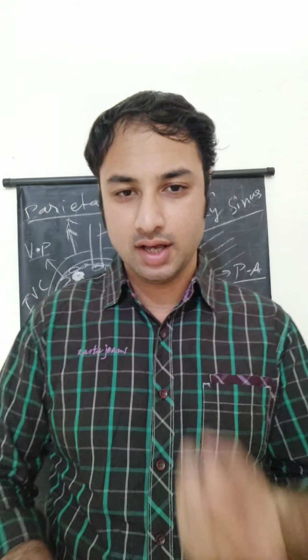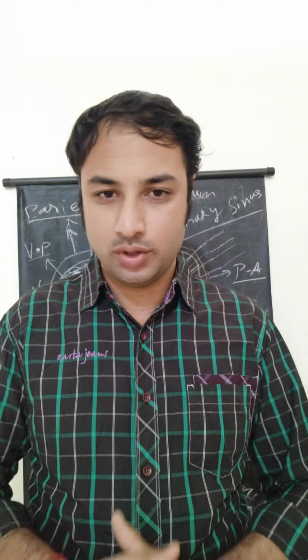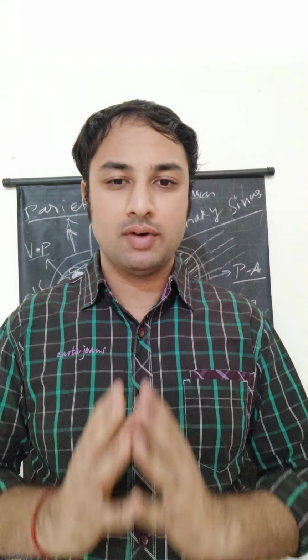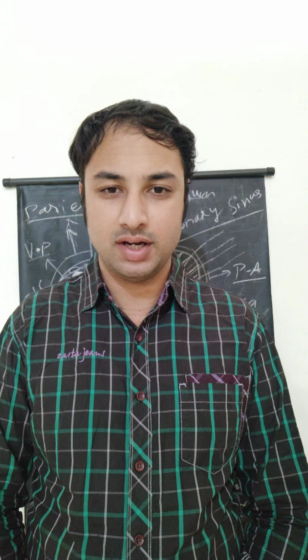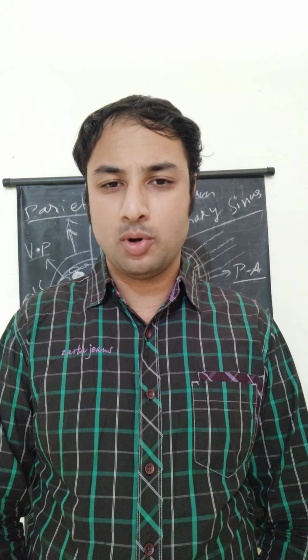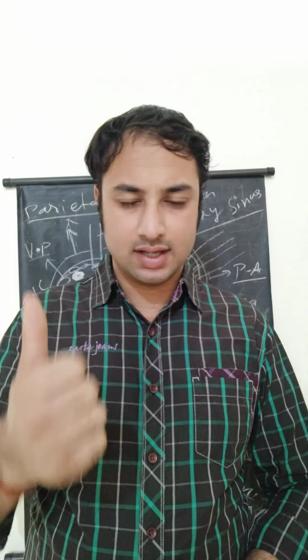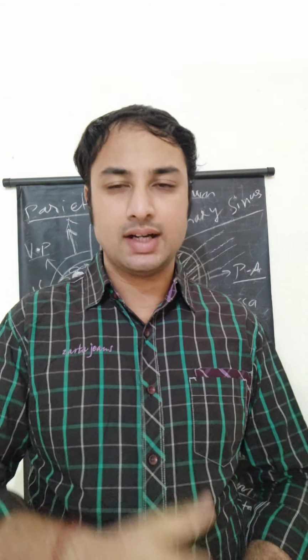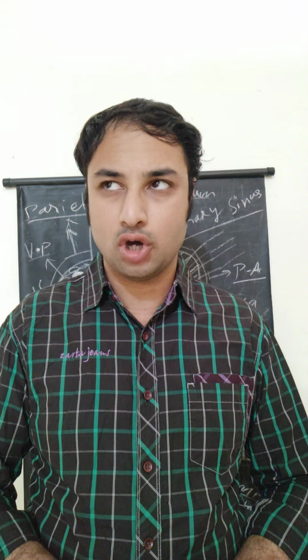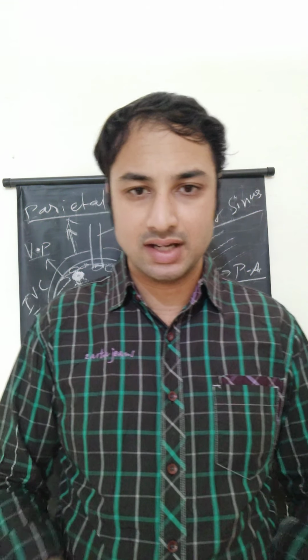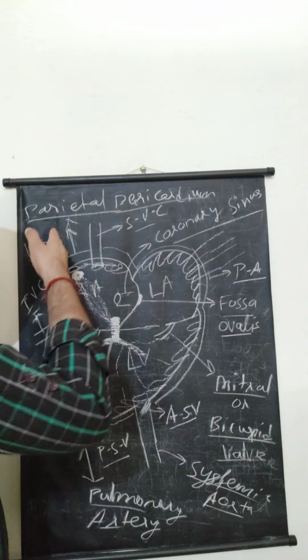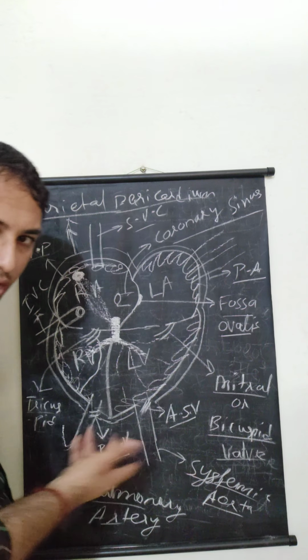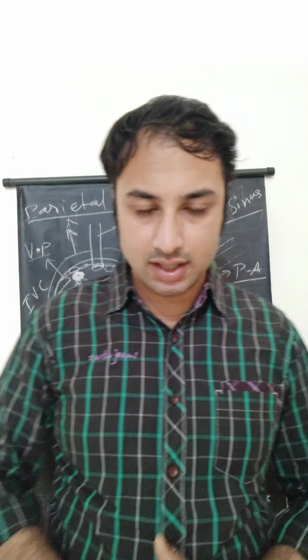So before starting with it, some basic points about the heart I want to discuss with you. You all know that our human heart is mesodermal in origin. Next, the size of the heart is that of a clenched fist. Normally, the dimension is 12 by 9 centimeter. Length will be 12, width will be what? 9 centimeter. So 12 by 9 centimeter.